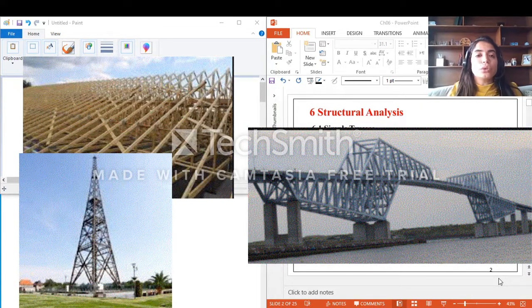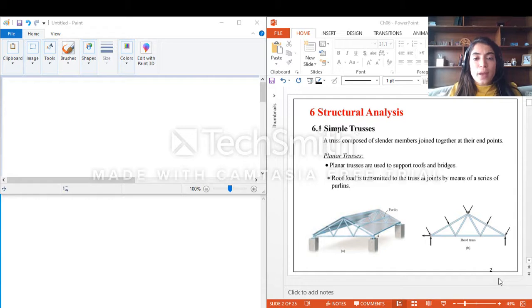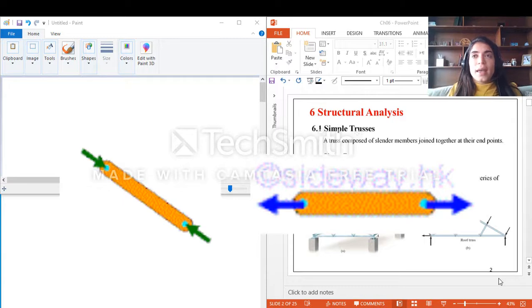What I want you to know is that the slender members in the truss are two force members. What does this mean? Go back to the video of the two force members. Basically, guys, the slender members are two force members, which means that the forces at their ends are only axial, so they have the same direction as the member itself.